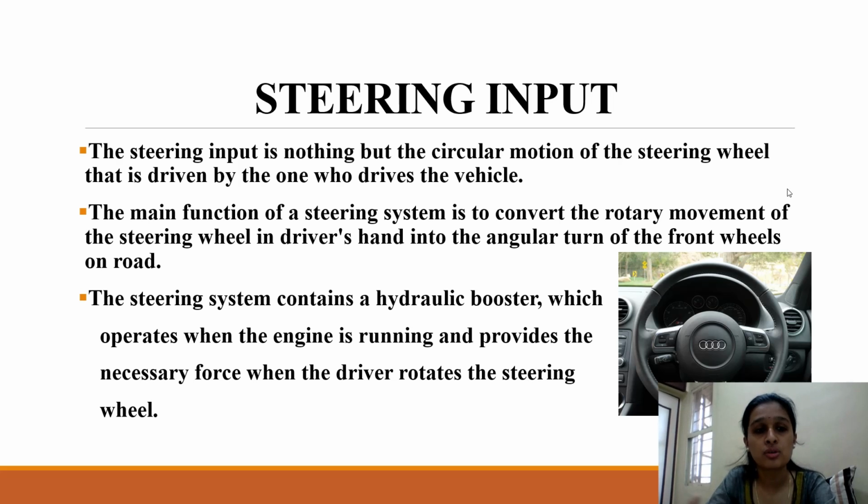Now this circular motion of the vehicle steering wheel is driven by the one who drives the car, which is nothing but the driver. The main function of the steering system or the steering input is to convert the rotary motion of the steering wheel, which is in the driver's hand, into some angular turn so that the front wheels move.